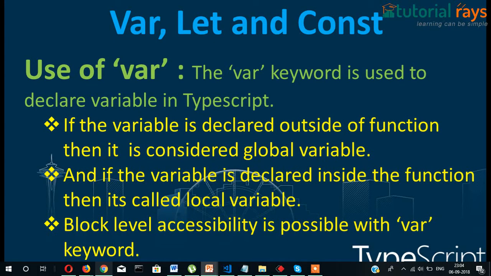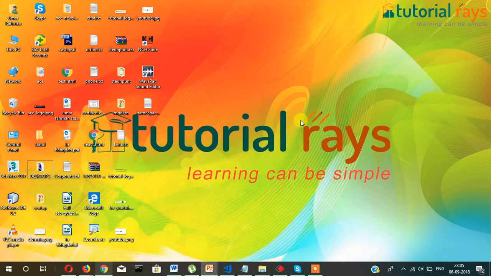If the variable is declared outside the function, then it is considered a global variable. The second one is, if the variable is declared inside the function, then it is called a local variable. Block level accessibility is possible with that keyword. So let's see all these three things in a practical example.